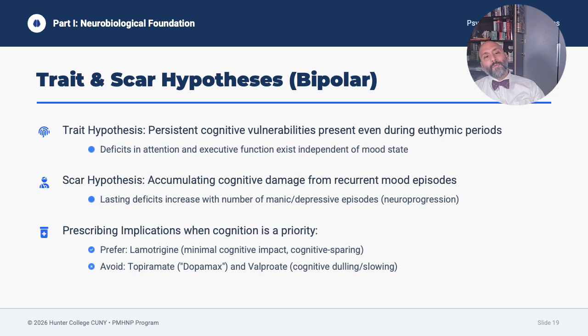So the mental map to move forward would be: in depression, cognition is state linked, so you treat the mood and cognition improves. Bipolar is trait and scar, so you want to protect cognition early and long term. And in schizophrenia, cognition is core and enduring, so you want to minimize iatrogenic harm. In bipolar disorder, cognition is not collateral damage, it's part of the disease course. So every untreated episode is not just a relapse, but potentially a cognitive injury, and your prescribing decisions today may shape the patient's future thinking capacity, their occupational function, and long-term quality of life.